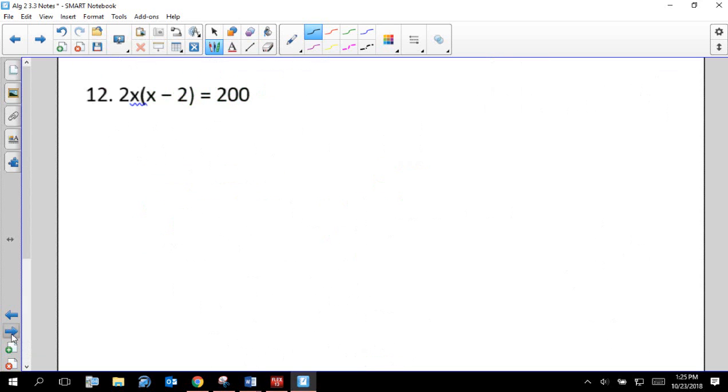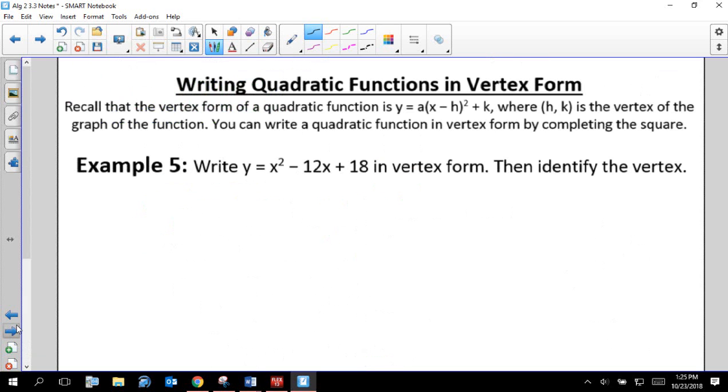Okay, we're going to just skip number 12, and we're going to go to example 5. The last kind that we're going to do today is writing equations in vertex form. Remember vertex form? Next page. Oh no, I lied. On the page. Okay, so vertex form is written right up here. I'll write it again bigger. y equals a times (x minus h) squared plus k.